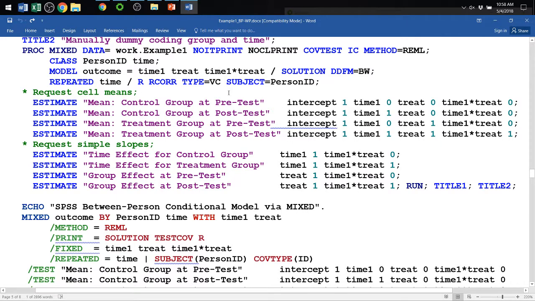I was taught that if you want the missing simple effects for an interaction, you need to recenter your predictors and rerun the model. Anybody being taught that?